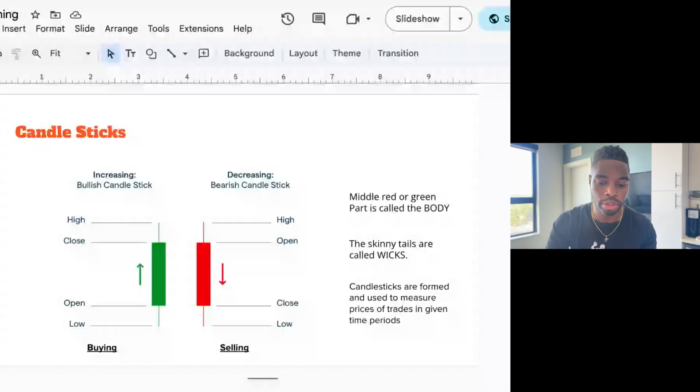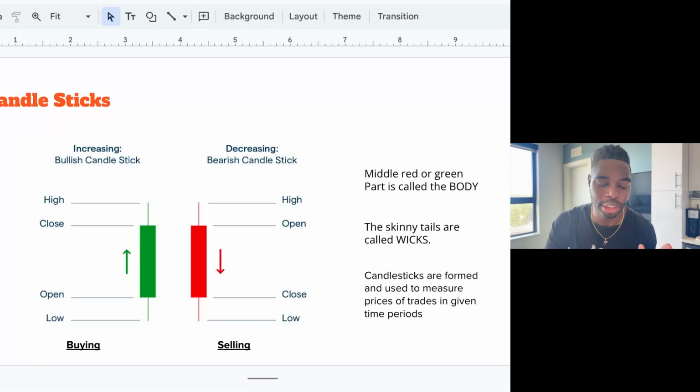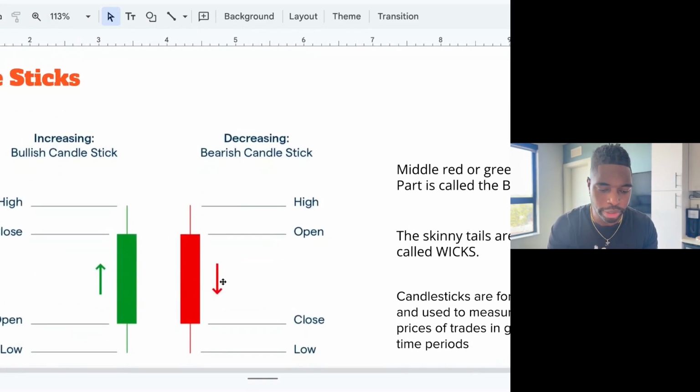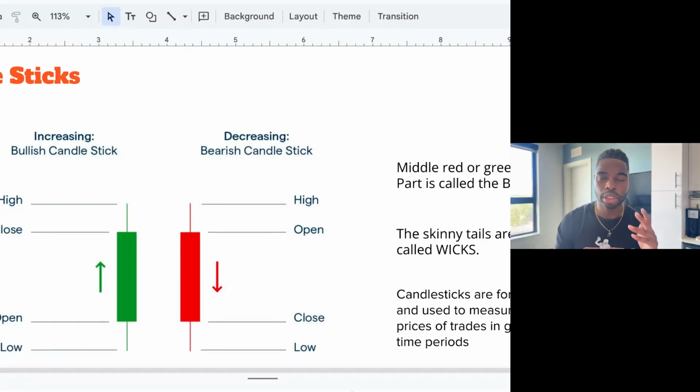All right, so the first thing you need to know about price action when it comes to trading, investing, all that stuff, is candlesticks. What are candlesticks? Candlesticks are how you read the charts. The charts are Japanese candlestick charts. So let's get into it. The green bars show that price is going up. Red bars show price is going down.